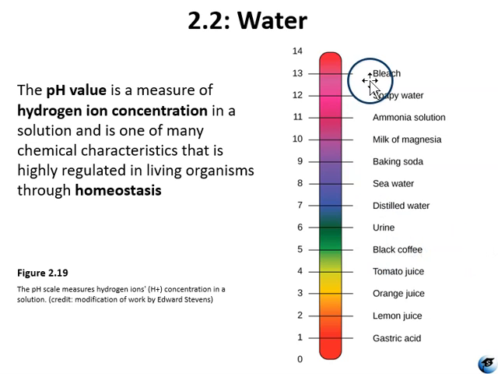Figure 219 here is showing a pH scale that goes from 0 to 14. A pH of 0 is very acidic, and it has lots and lots of free hydrogen ions. A pH of 14 is very alkaline. It has very few free hydrogen ions and a lot of hydroxyl ions, the OH ions. Here are some examples of where common household items lie on the pH scale. You have lemon juice, very low pH, which means it's very acidic. You've got ammonia, very high pH, which means it's very alkaline, very basic.